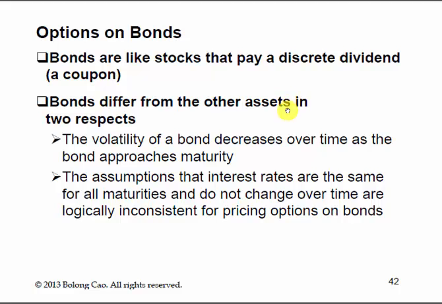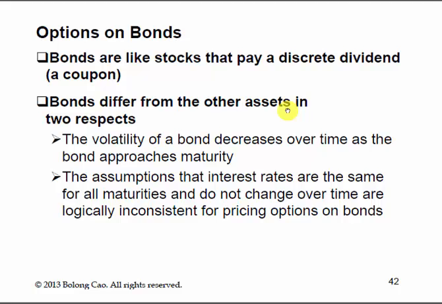Okay, let's think about options on bonds. And again, this is some important knowledge in the CFA curriculum. It's basically saying one conclusion: you cannot apply the binomial formula straightforwardly to price the options on bonds. The only easy part is to say bonds are like stock that pay discrete dividend. Bonds pay coupons. Okay, that's the similarity between bond and stock.